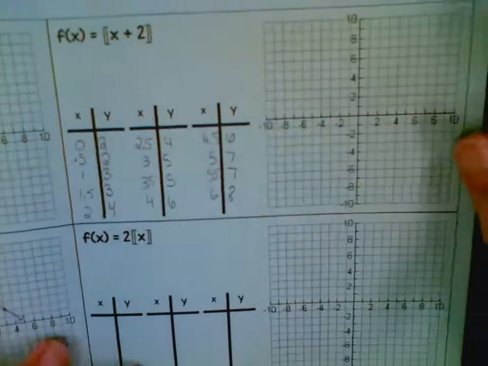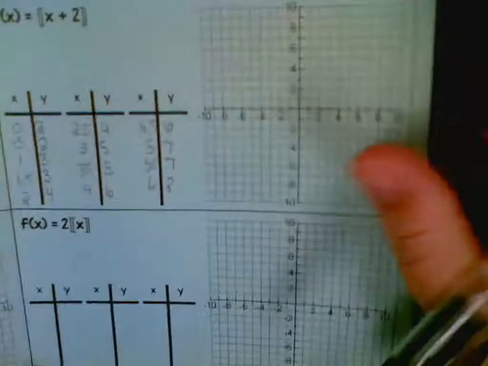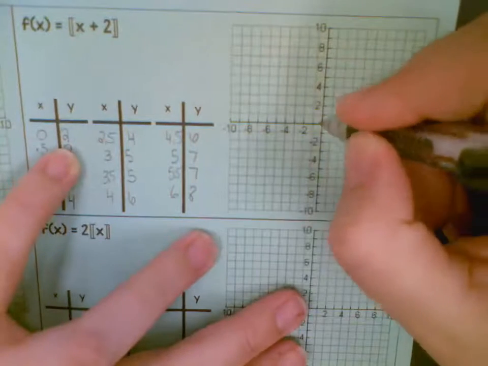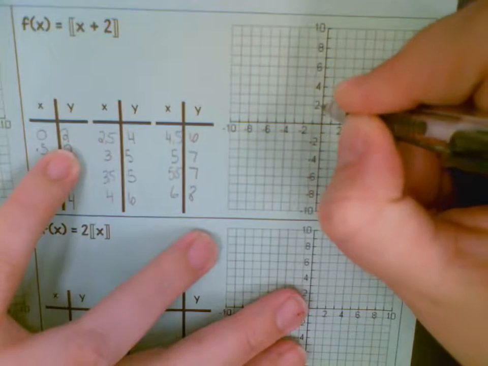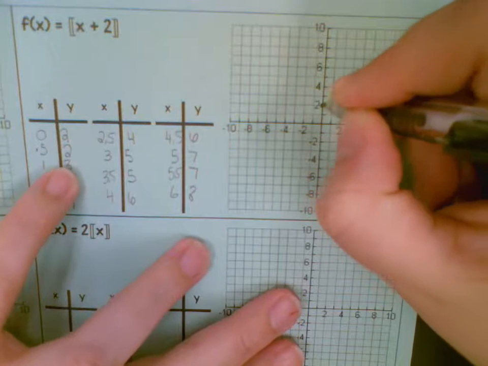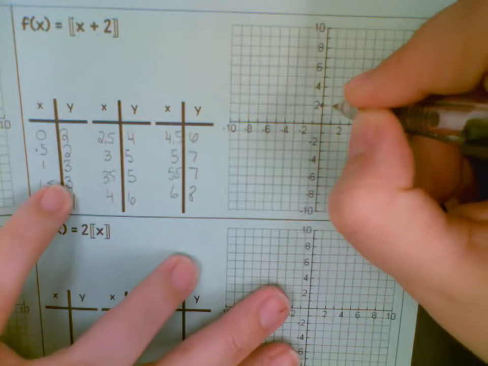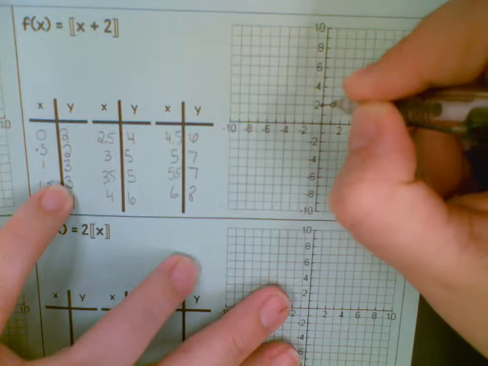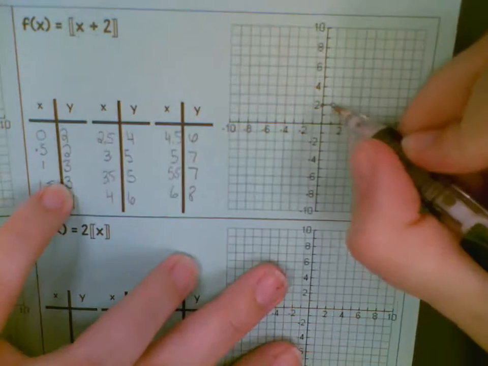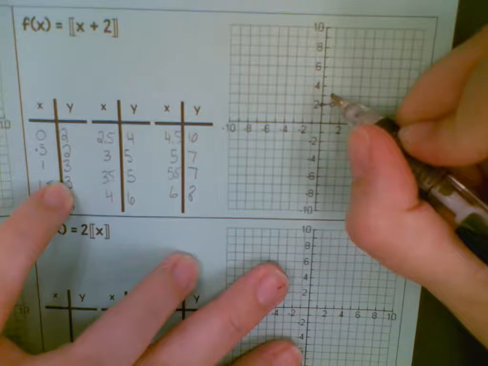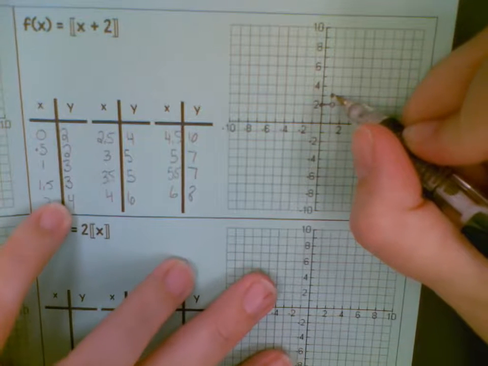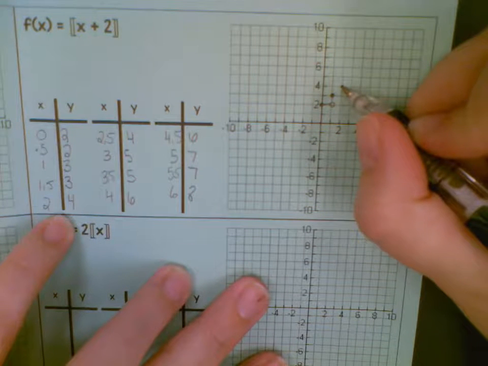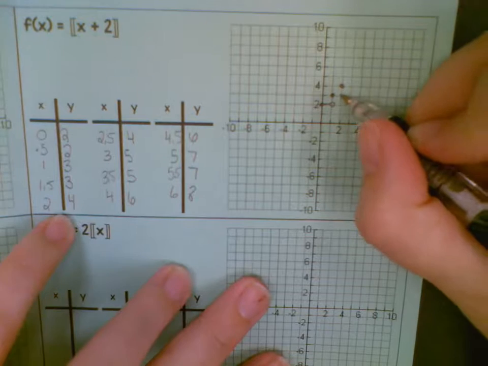Okay, so when we graph our points, remember the jump is where we put the empty circle. At 0, we are at 2, so that's a colored-in circle. At 0.5, we stay at 2. At 1, we jump up to 3, so here is our open circle, but we jump up to 3 to put our point. At 1.5, we're still at 3, but at 2, we end up jumping to 4. So open circle.